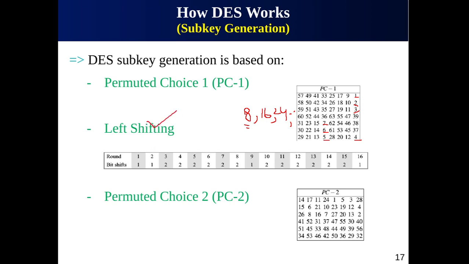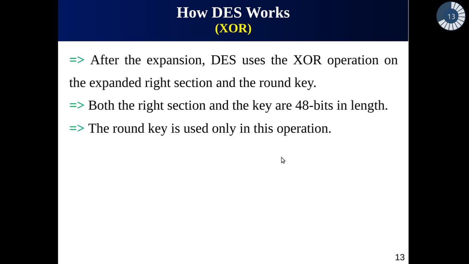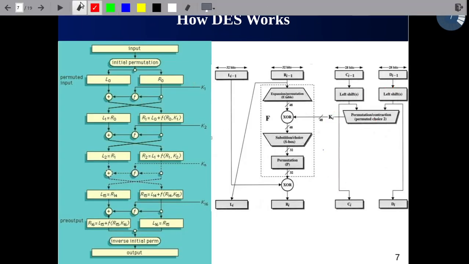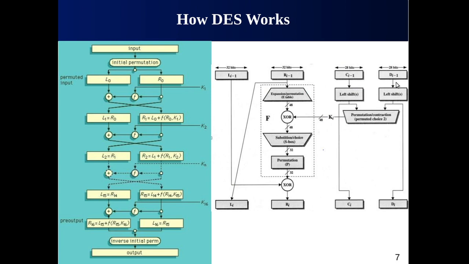The next operation is the left shift, and this is simple. The permuted key, the output from PC1, is shifted to the left, as you can see here. We apply the left shift operation, so we are shifting the bits to the left.